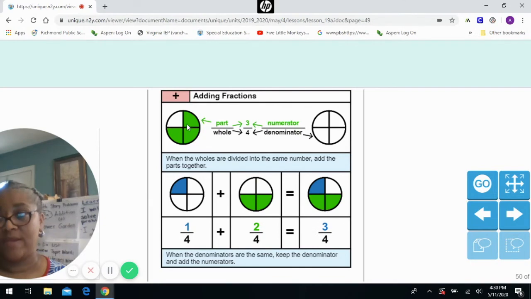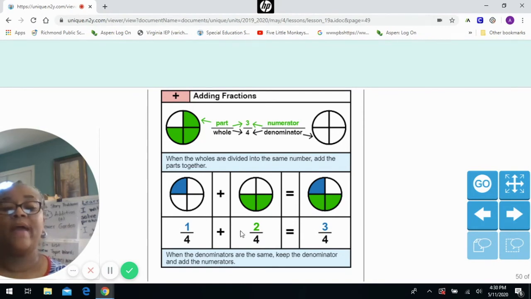Now look at our fraction wheel. We have how many sections? That will be all of them. 1, 2, 3, 4. That's the whole. Now how many are colored? 1, 2, 3. So that will be our what? Numerator, and all of it will be our denominator. Okay, when the wholes are divided into the same number, add the parts together. So when we're talking about adding fractions, the denominator needs to be the same.